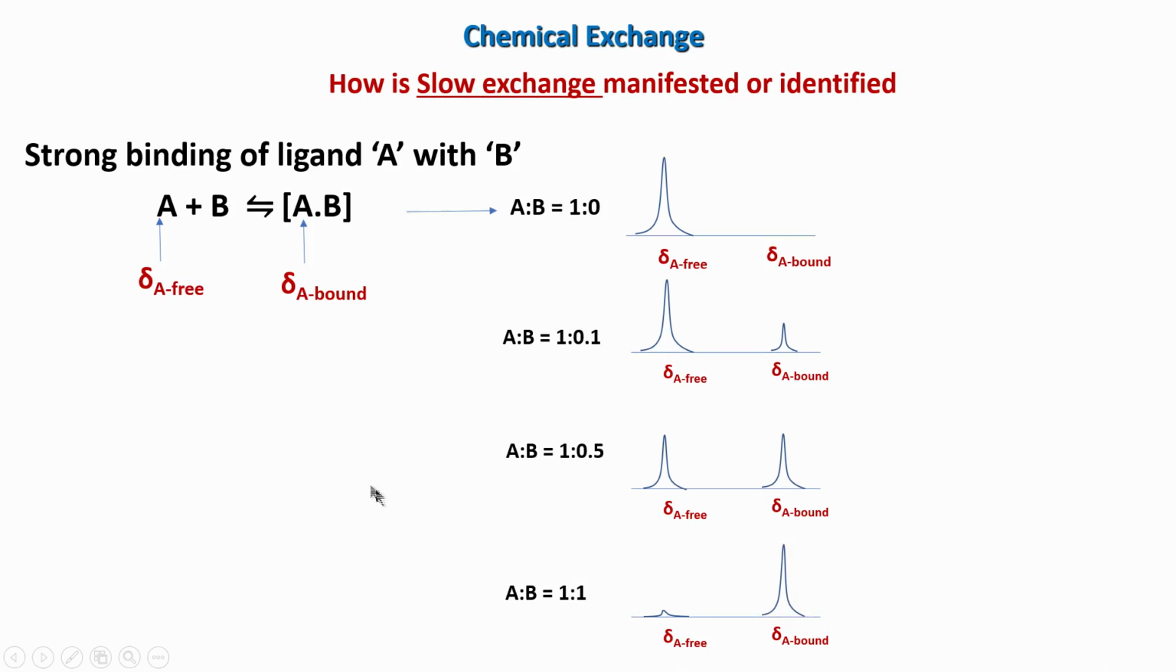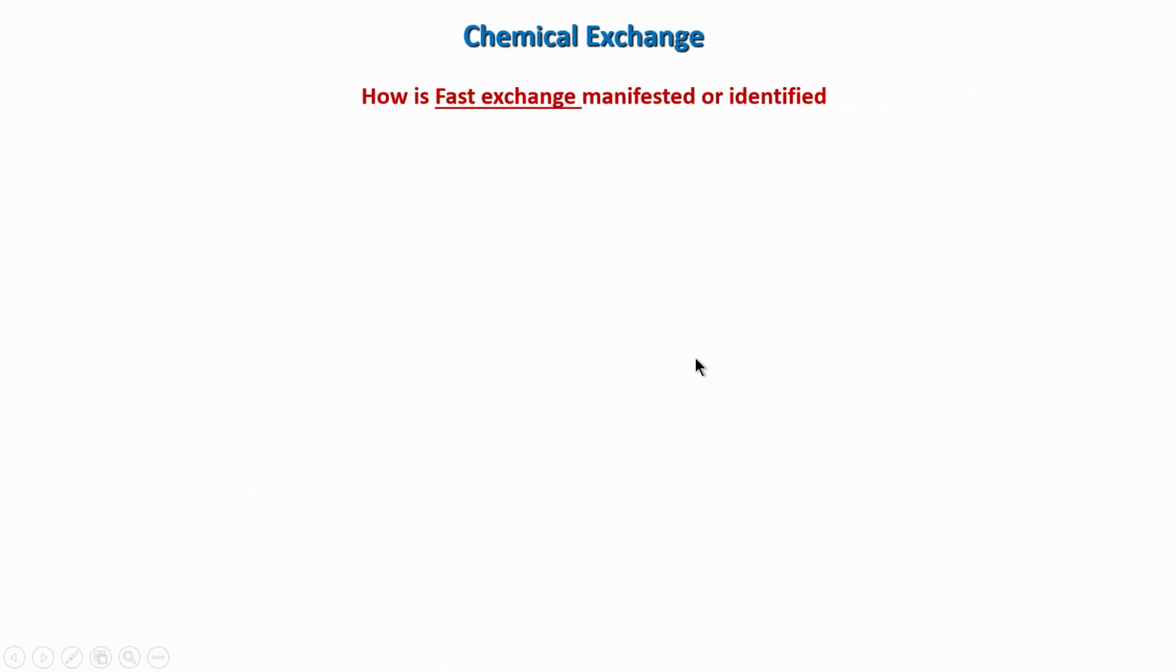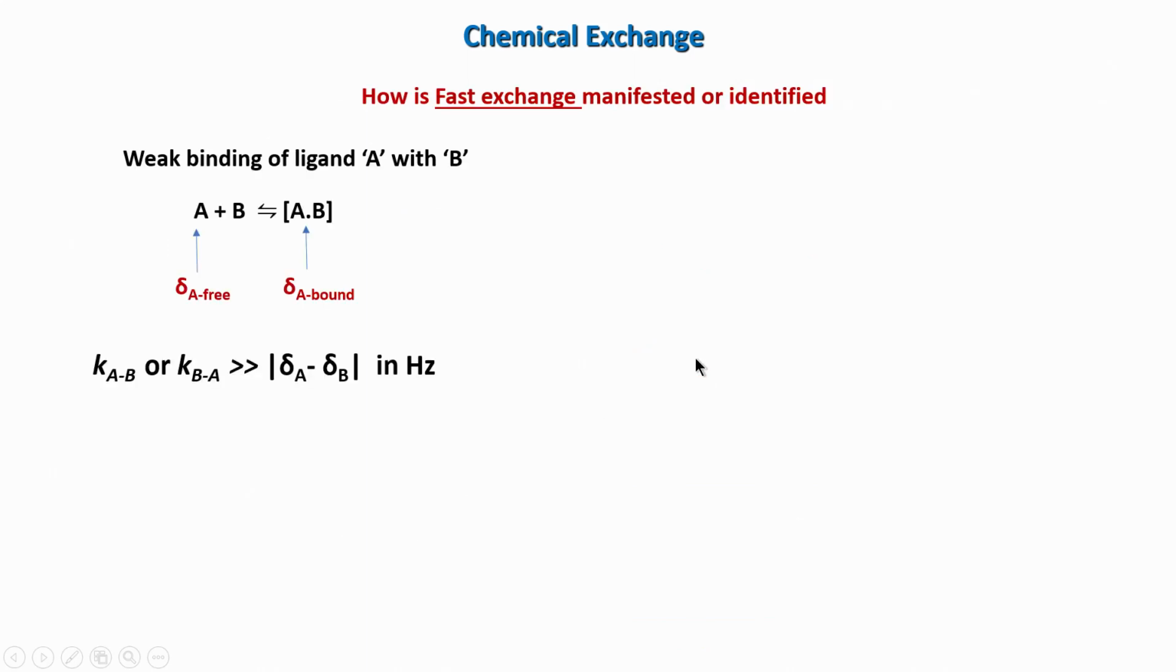So, this is the typical scenario which can be noticed when there is a slow exchange in an NMR spectrum, and this type of exchange depends on the chemical shift. This is something I have been mentioning, that whether the exchange is fast or slow all depends on the chemical shift value of A and B. So, now let us see how a weak or fast exchange manifests.